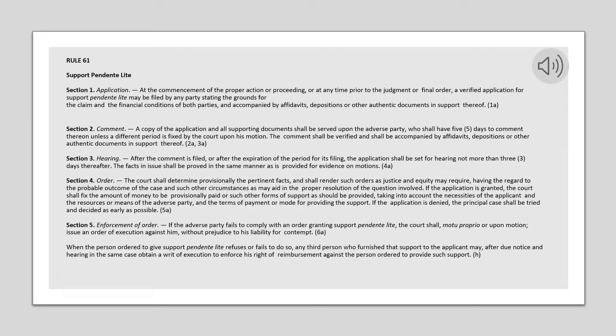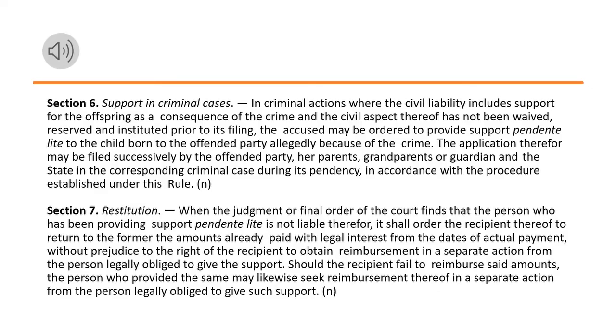Section 6. Support in criminal cases. In criminal actions where the civil liability includes support for the offspring as a consequence of the crime and the civil aspect thereof has not been waived, reserved, or instituted prior to its filing, the accused may be ordered to provide support pendente lite to the child born to the offended party allegedly because of the crime. The application therefor may be filed successively by the offended party, her parents, grandparents, or guardian and the state in the corresponding criminal case during its pendency, in accordance with the procedure established under this rule.